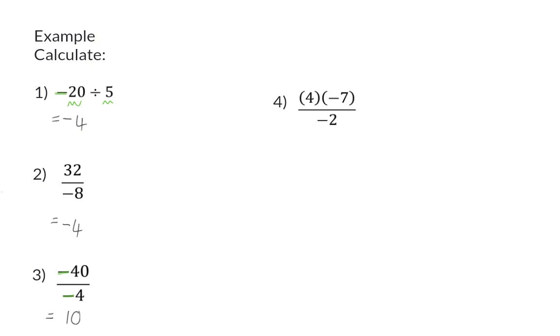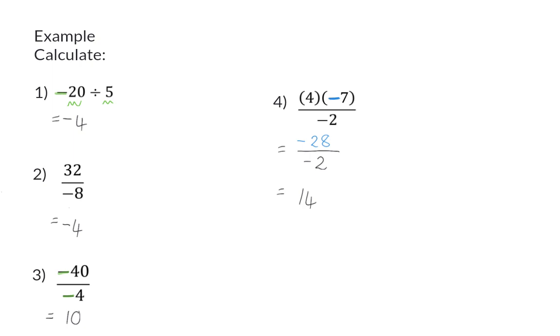In example 4, we are now combining multiplication and division. I'm going to choose to first do the multiplication, and in my next step, divide by 2. In the numerator, we have 4 times 7, which is 28, and I have a plus times only the one minus, which means we'll have a negative answer. When I divide, I'll have 28 divided by 2 is 14, and a minus divided by a minus will give us plus 14.